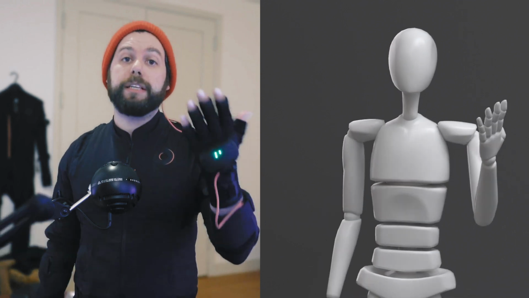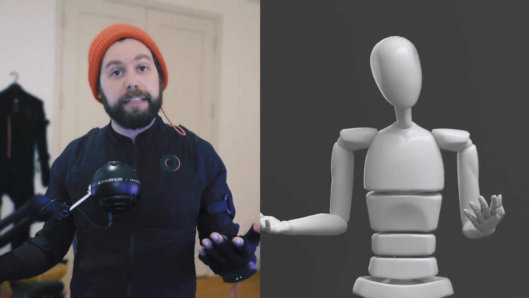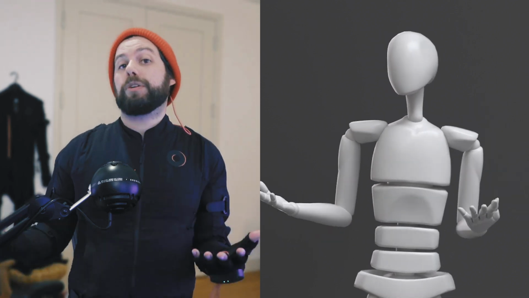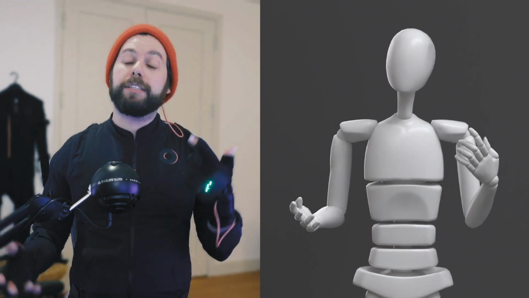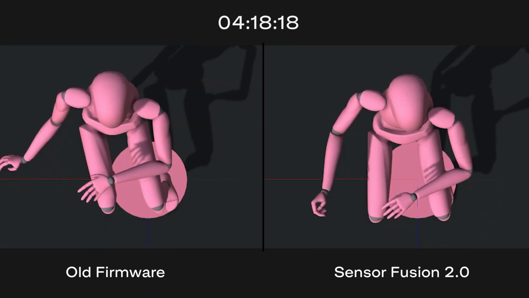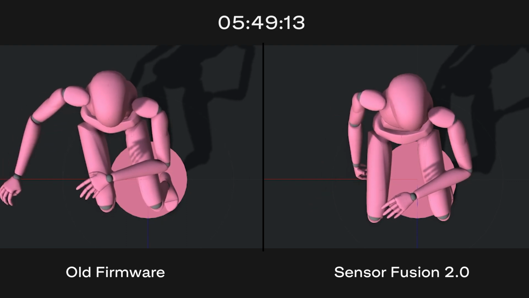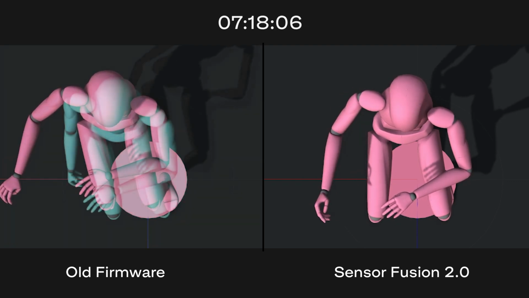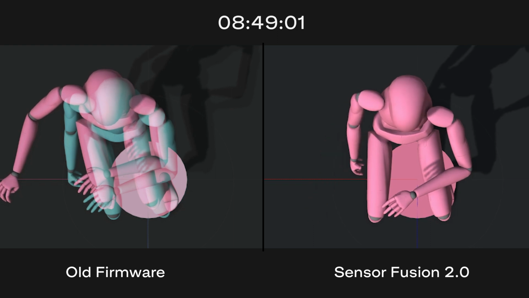For many of you, especially those that don't experience magnetic drift, you might not notice a huge difference at first. But for those of you who do experience magnetic interference, maybe you work near large metal equipment or in studios with metal reinforced concrete floors, you will notice hopefully a huge difference. In fact, in internal testing, we've noticed a 24% increase in the quality. You can see that over the course of about 10 minutes, the pre-Sensor Fusion 2.0 firmware drifts significantly. And we can see this especially if we overlay the initial position over where it ends up.